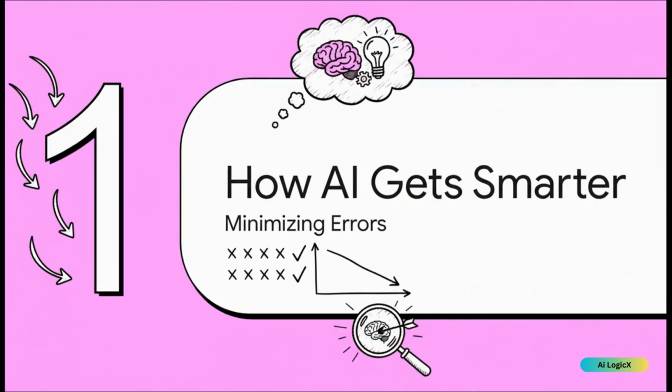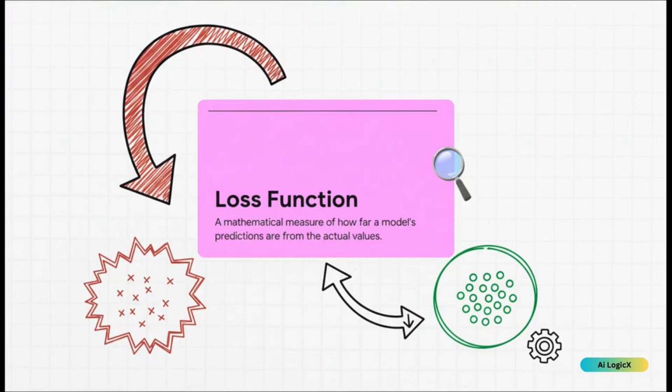Okay, so how does an AI get smarter? Well, it all comes down to one core idea. You've got to minimize your errors. And to do that, first you need a way to measure just how wrong the AI is. And in machine learning, we've got a special name for that. It's called the loss function. The easiest way to think about it is like an error score. Every single time the AI makes a prediction, the loss function spits out a number. If that number is really high, whoa, the prediction was way off. If the number's low, it was getting warm. So the entire goal, the only goal of the AI, is to get this score as low as possible.